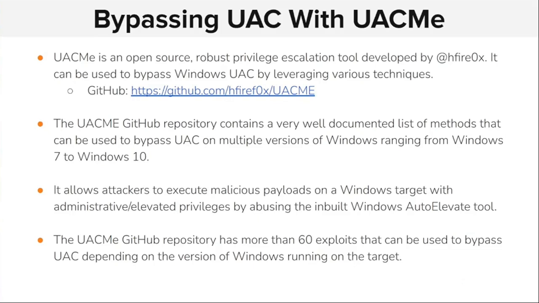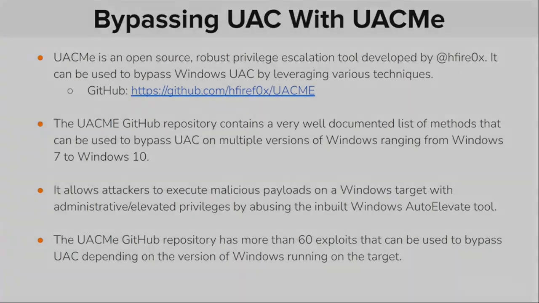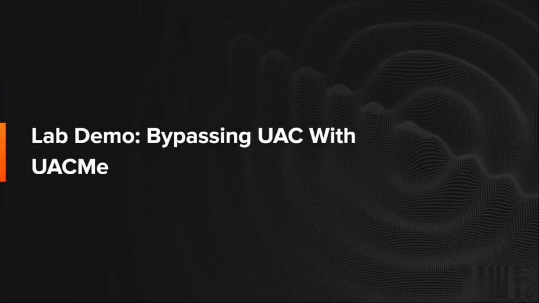Again, don't worry, this will make sense when we actually take a look at the GitHub repo. But just keep in mind that UACMe allows you to use different UAC bypass techniques depending on the operating system that you're trying to bypass UAC on, or the version of Windows, I should say. Now, the best way to demonstrate this privilege escalation technique is to actually give you a demo of how it works.